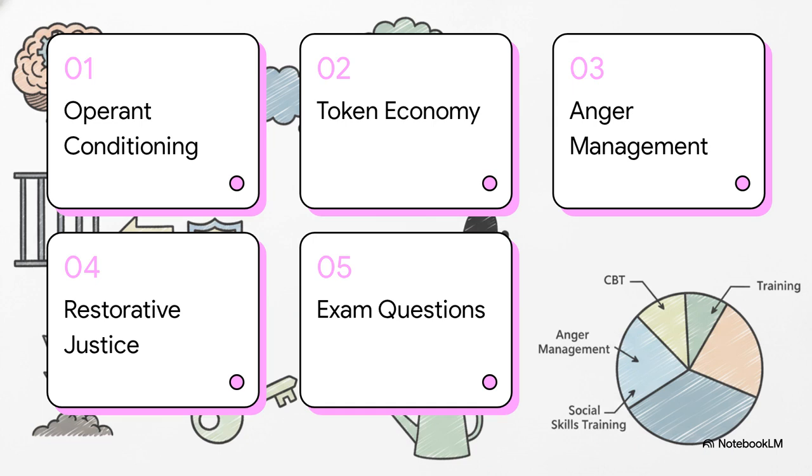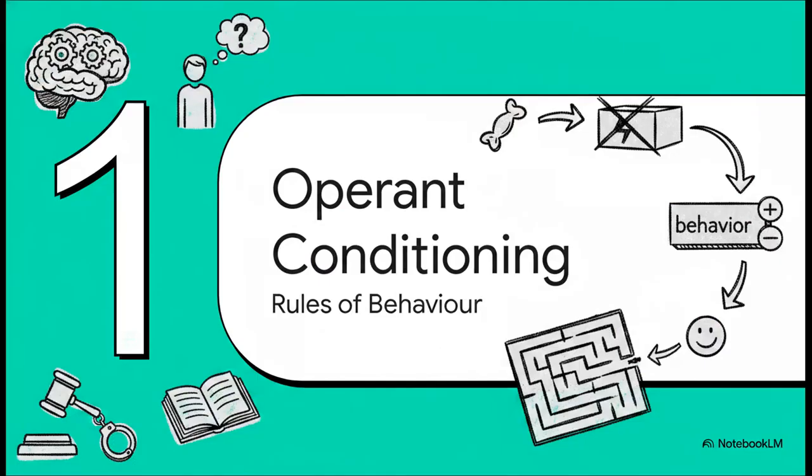Here is our roadmap for today to seamlessly connect all that psychological theory to your AO1, AO2, and AO3 assessment objectives. We're covering operant conditioning fundamentals, token economy programs, anger management interventions, restorative justice scenarios, and finally, nailing the exam questions.